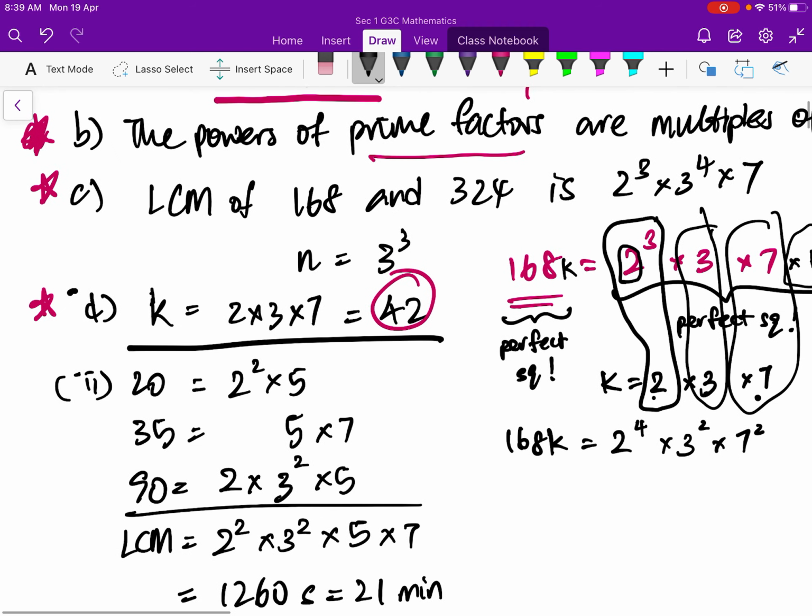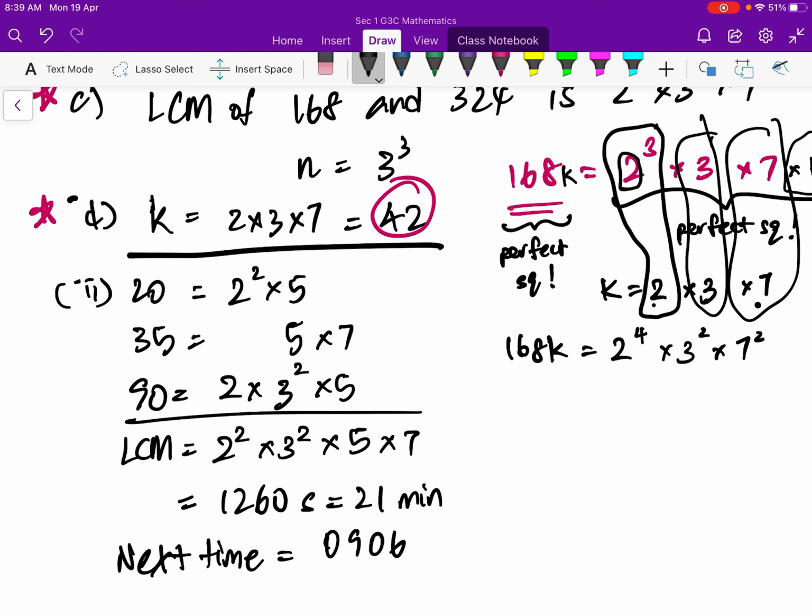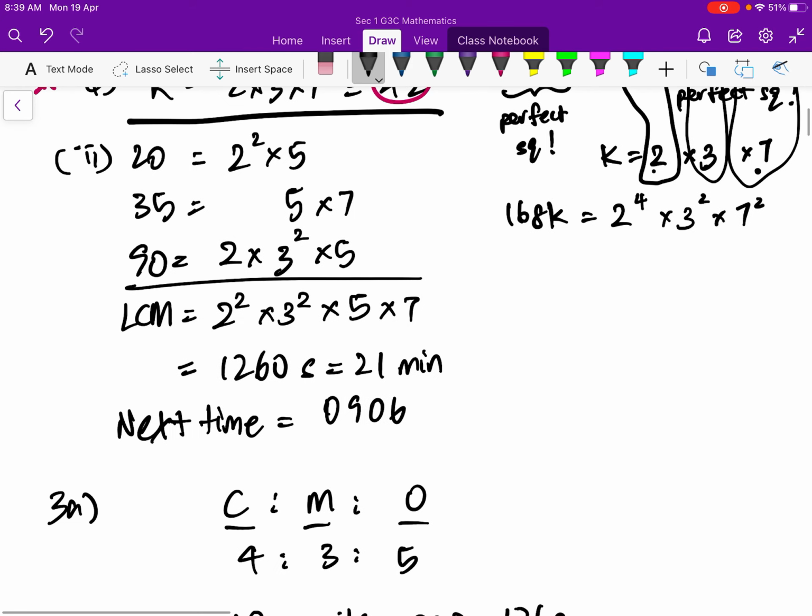Next one. At the bottom of the page, bulbs A, B, C start flashing together at 8:45. A flashes every 20 minutes, bulb B every 35, C every 90 minutes. What time do they flash again together? So we are trying to find the LCM. So put your working down neatly.